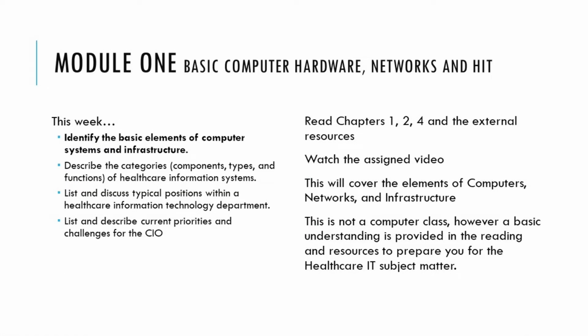I hope you had an opportunity to read the first three chapters, chapters 1, 2, and 4, as well as the information on the assigned video covering computers, networks, and infrastructure. Because this week we have 4 objectives, the first of which is to identify the basic components or elements of a computer system and the infrastructure, and that's going to be covered quite a bit.